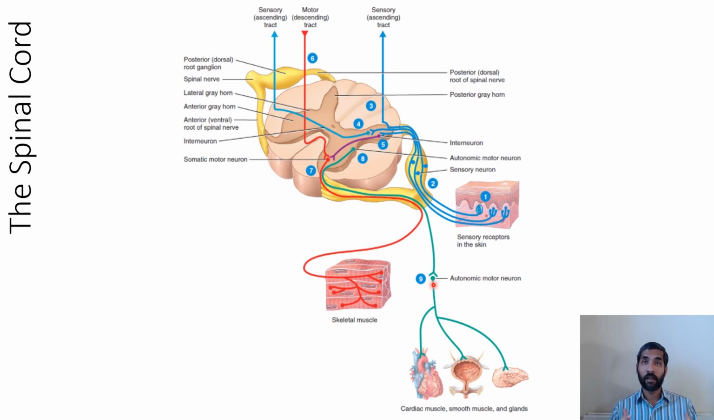These are muscles which are not under voluntary control. And then, of course, the sensory neurons end up in the various sensors distributed throughout the body.